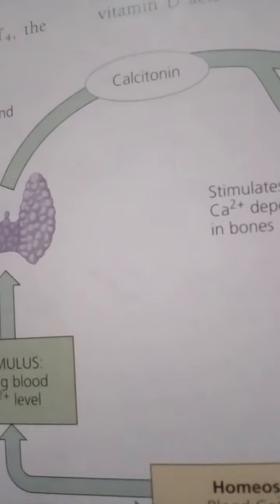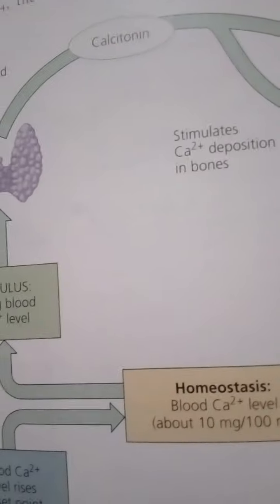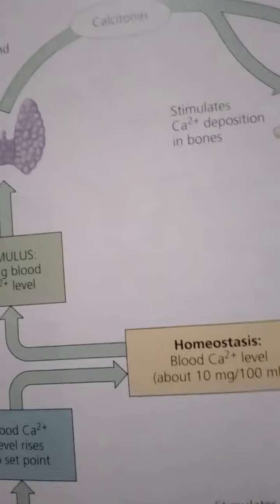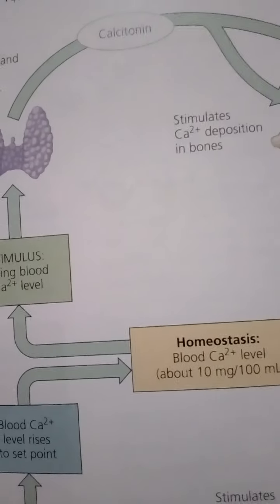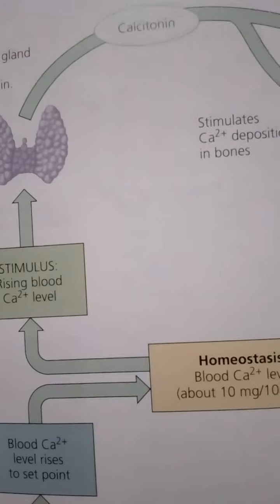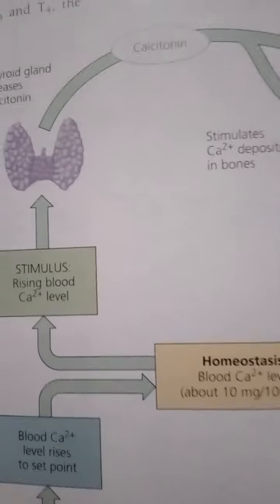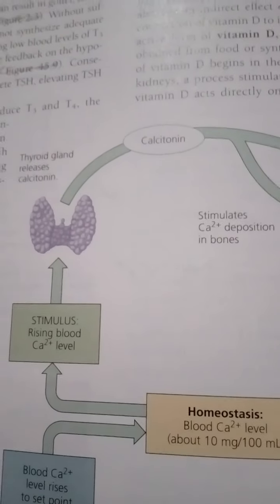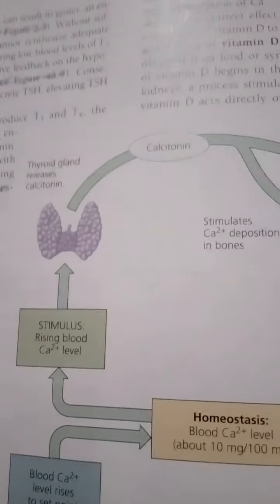Hypothyroidism, the opposite condition, can cause cretinism in infants and produce symptoms such as weight gain, lethargy, and intolerance to cold in adults. A deficiency of iodine in the diet can result in goiter, an enlargement of the thyroid gland.